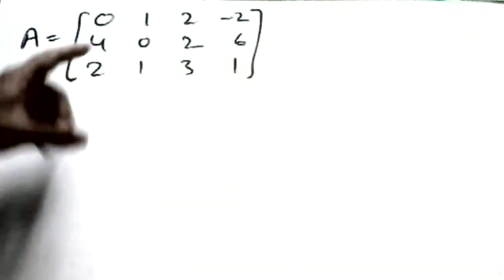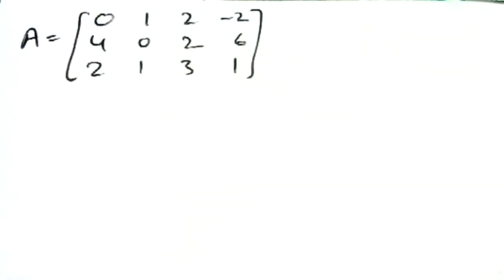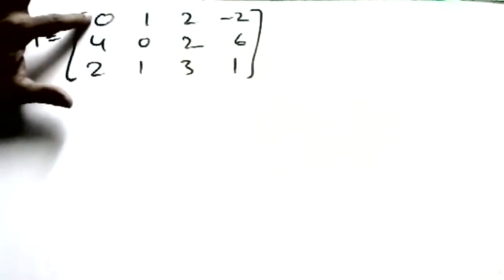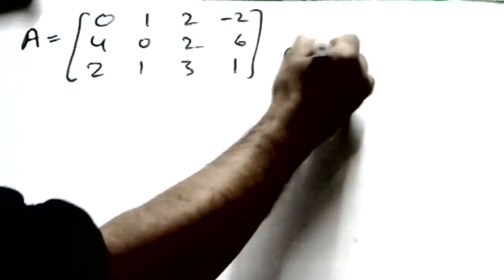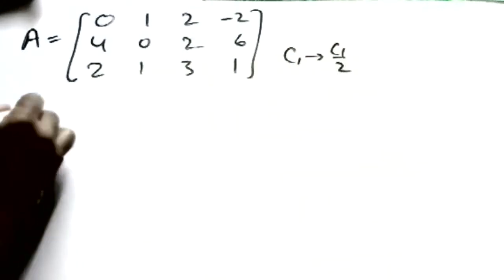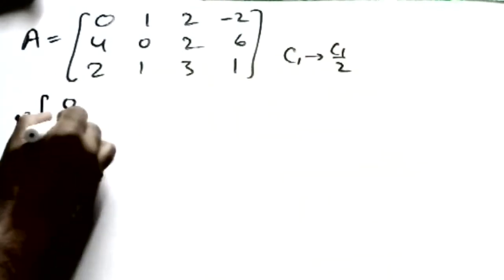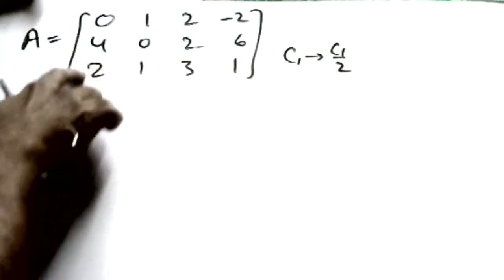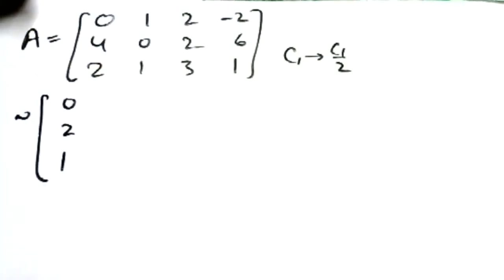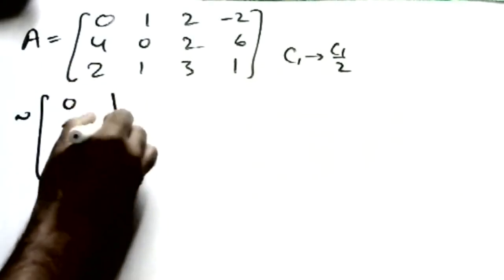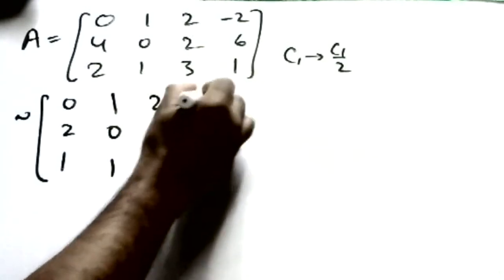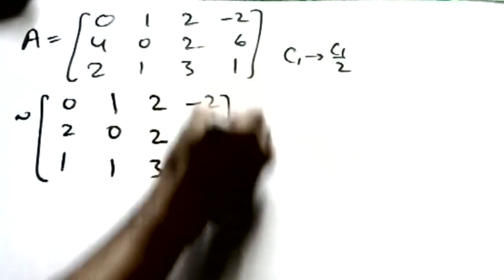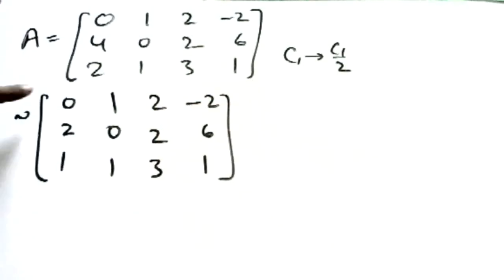Now see here, let me do one more question. This is a 3 by 4 matrix. Before going, let me do one thing. We can take 2 common from C1. C1 implies C1 by 2. So this will become 0 2 1, because we can take common. Whenever we can take common, we have to take common. The numbers will become easier. So 1 0 1 2 2 3 minus 2 6 1. This is the first step.